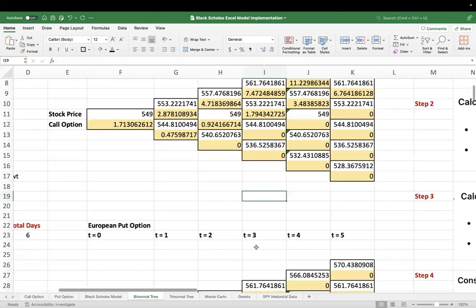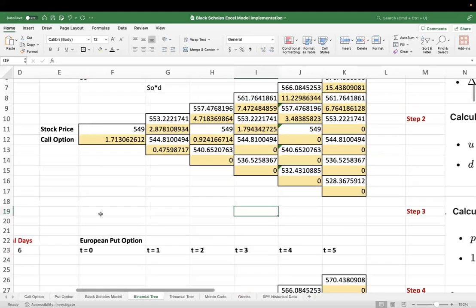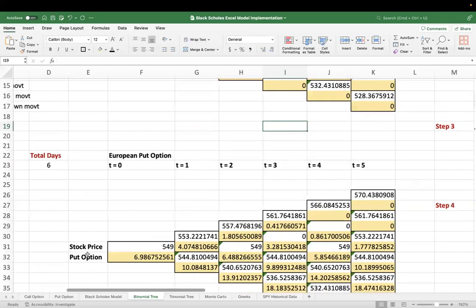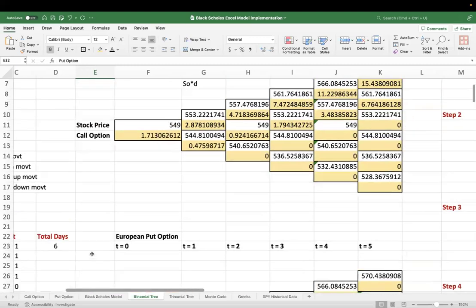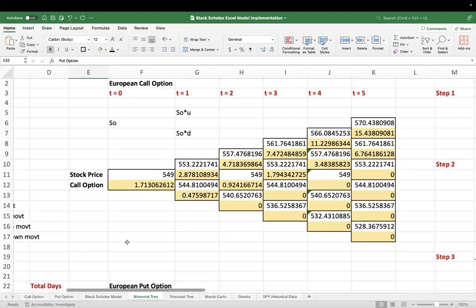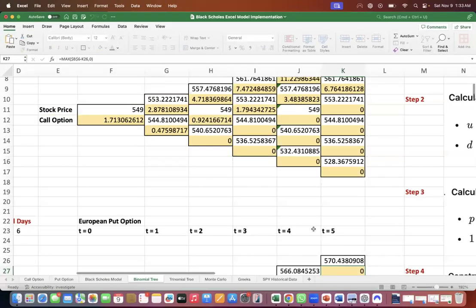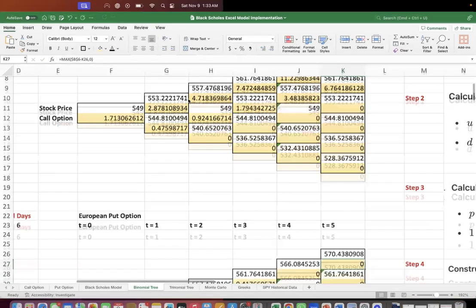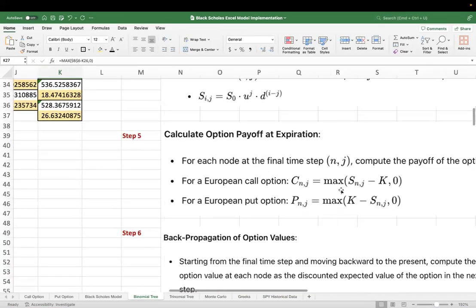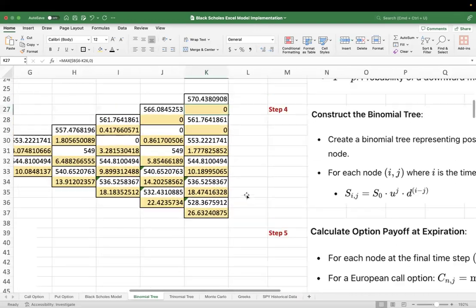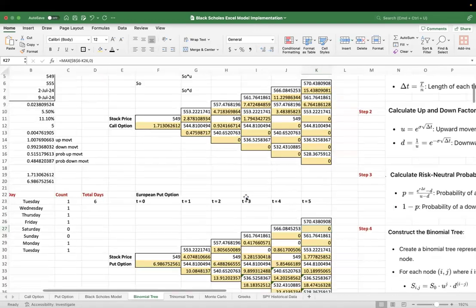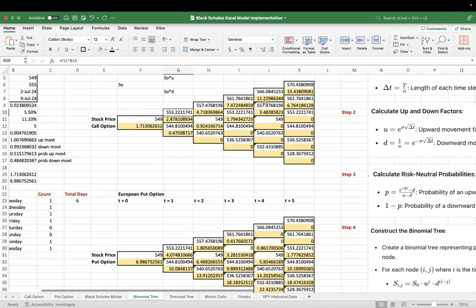Okay, perfect. So let's do a put option, and this will be fairly quick. The only thing that changes between a call option and a put option is the final option formula at the payoff. For a call option, we were using the formula maximum of St minus K, comma 0. But for a put option, we'll use the formula maximum of K minus St, comma 0, right? So in both cases, the stock prices will be the same.